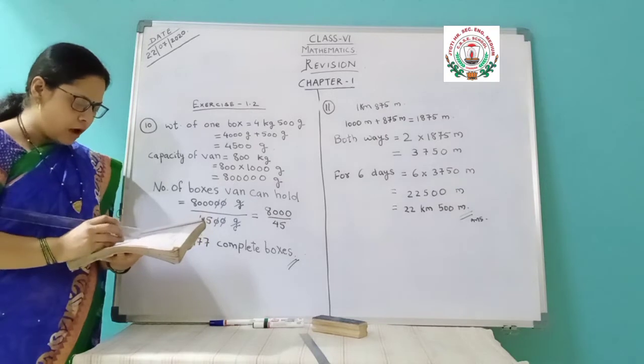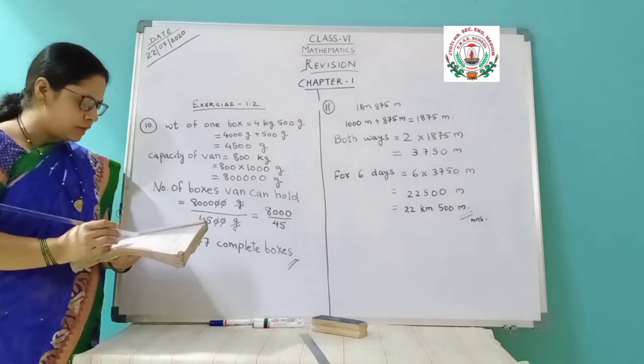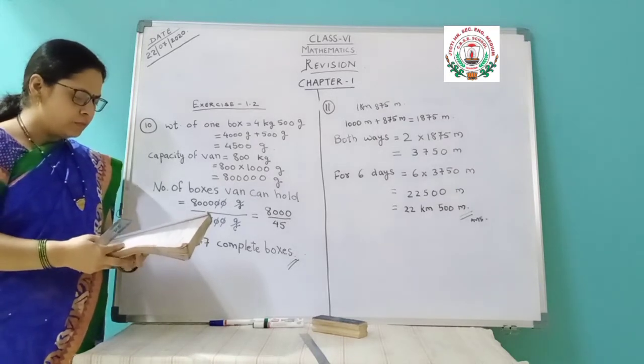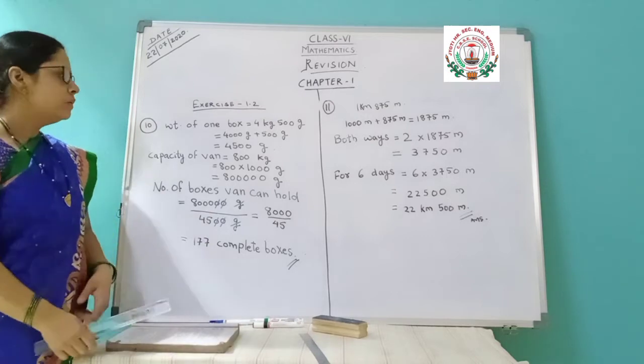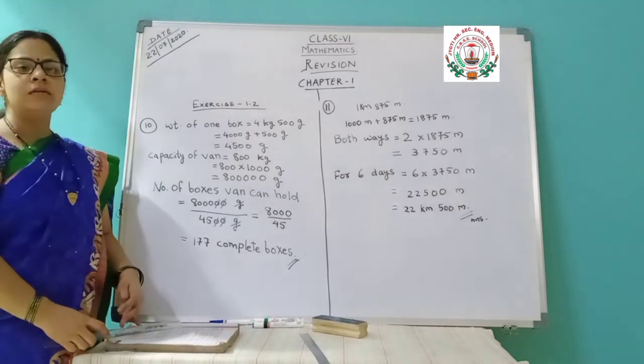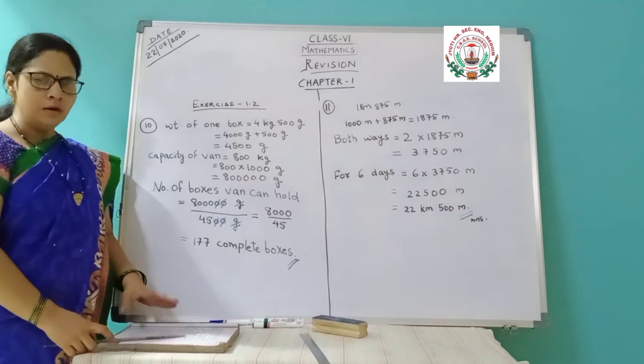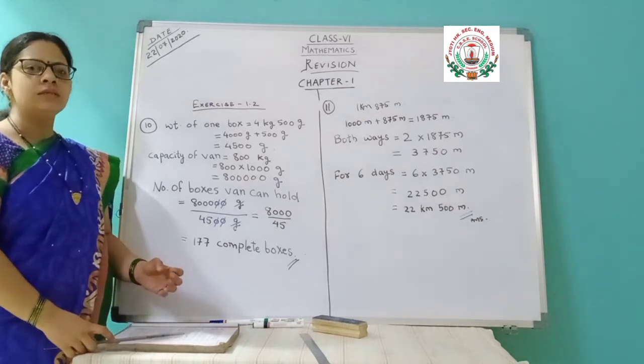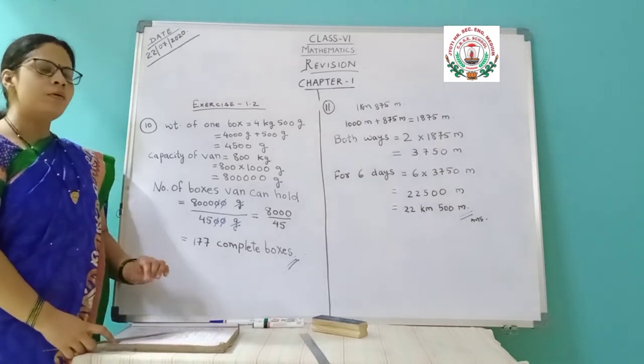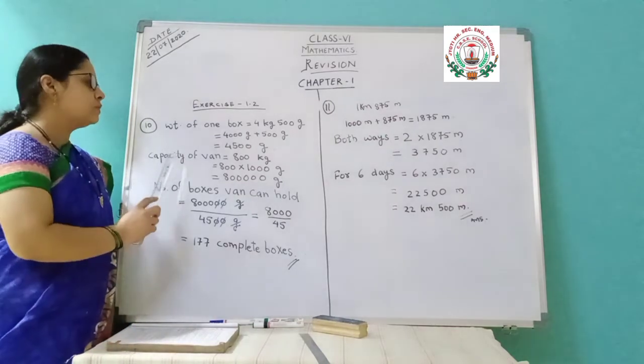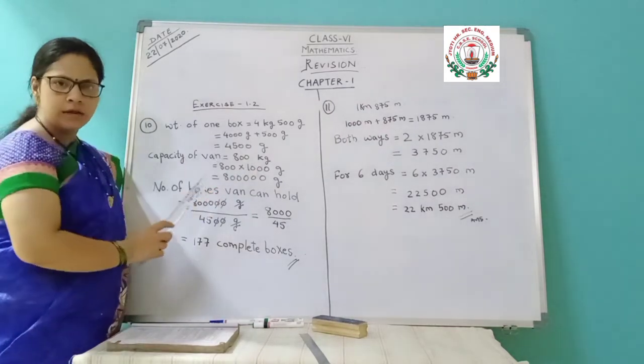Now what is given? How many such boxes can be loaded in a van which cannot carry beyond 800 kg? So what is the capacity of the van? Capacity means how much it can hold, meaning how many boxes can be held in that van. So that is called capacity. The capacity of the van is given as 800 kg.